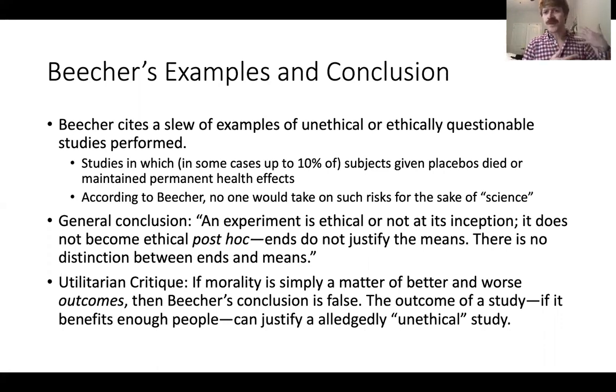So according to Beecher, had these people known that there was going to be, say, a 10% chance of them dying as a result of being a part of the study, right? They would not have consented, because just contributing to science is not a good enough reason to take on the risk of dying or having significant permanent health effects. So according to Beecher, had this information been given clearly to the subjects, they wouldn't have consented.